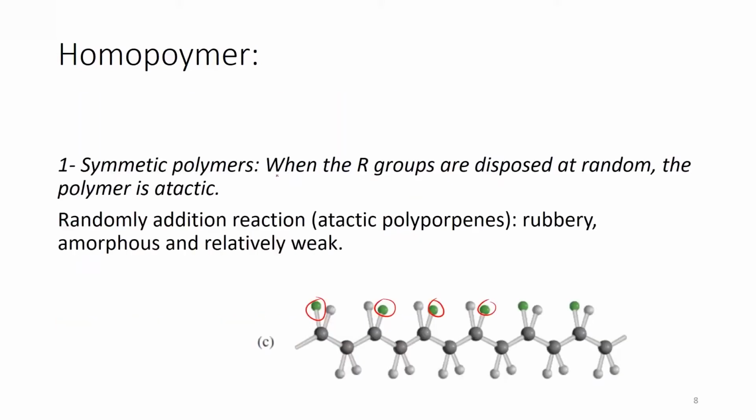Now, for the homopolymer, we can subclassify the homopolymers into stereoregular polymers. If I have an R group here, you could see that it is disposed randomly over my chain. This is when I have an atactic polymer. This random addition of these monomers together will lead to the random position of the R over my chain. This will give an amorphous and relatively weak longer chain.